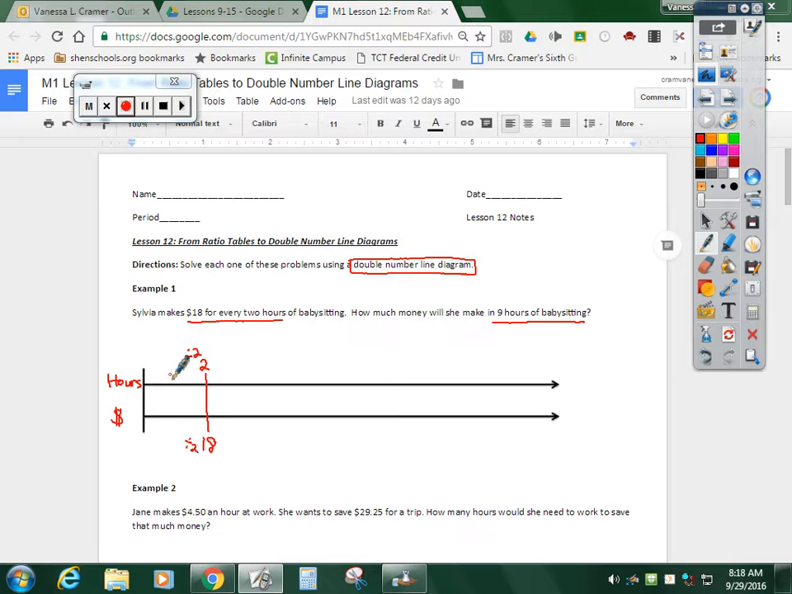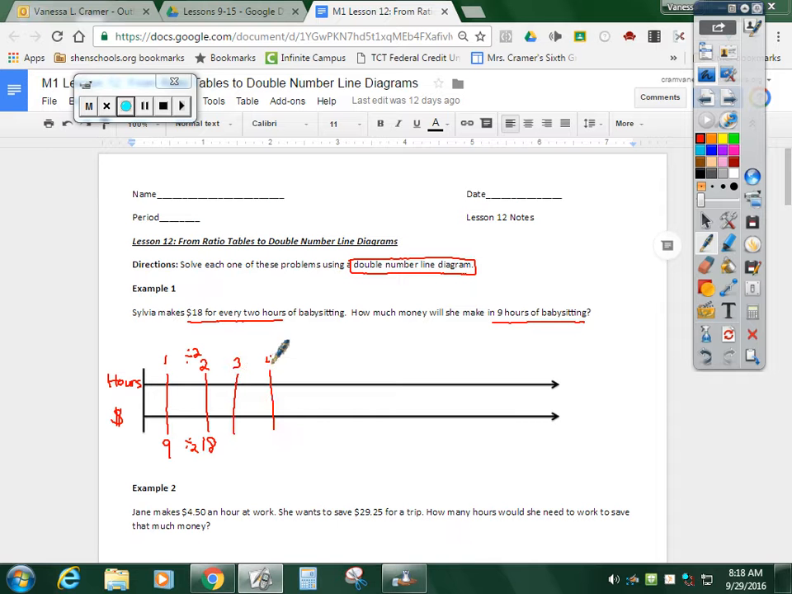2 divided by 2, I'm going to draw another line right here, is 1. 18 divided by 2 is 9. Well, let's take a step back and see what that really means. That means for every 1 hour of babysitting, Sylvia is making $9. But the word problem isn't asking us for 1 hour. It's asking us for 9. So now I'm going to continue my double number line diagram until I get 9 hours.